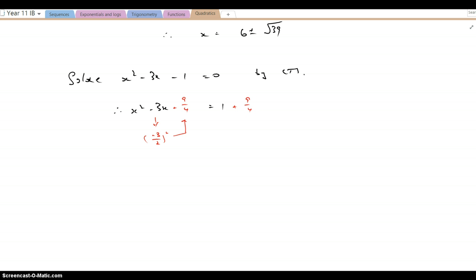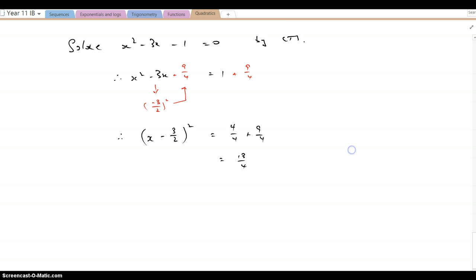There's another little technique with these ugly ones. I know the left side's easy. It's x minus 3 over 2 all squared. Over this side, let's write this as 4 over 4 plus 9 over 4, so we get 13 over 4 here. It's going to be easier for us, I'll show you in a minute why that is. So x minus 3 over 2 all squared equals that.